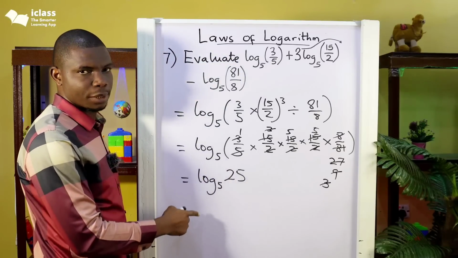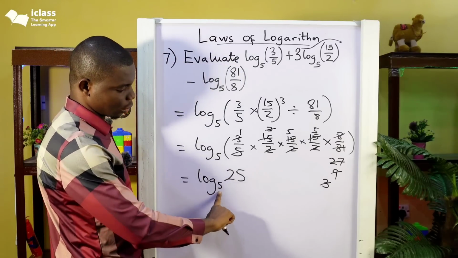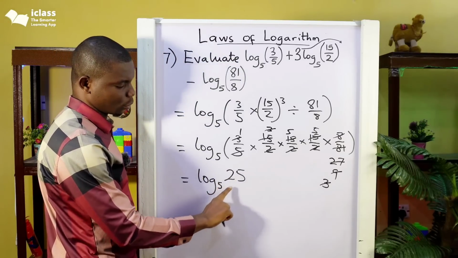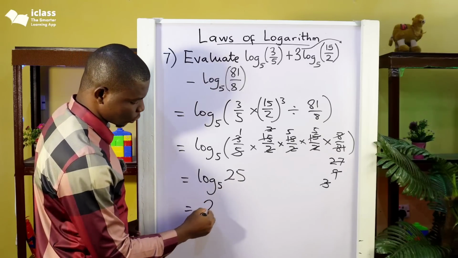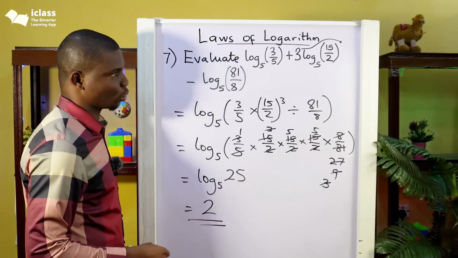What is log 25 base 5? You're asking yourself, what power will you raise 5 to get 25? That is 2, right? So log 25 base 5 is 2.